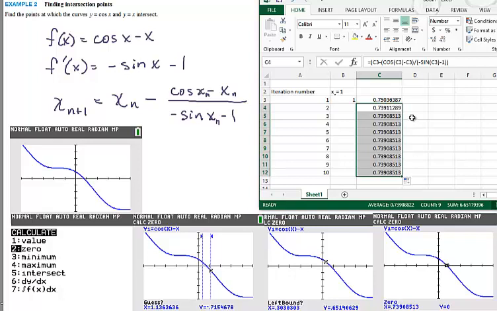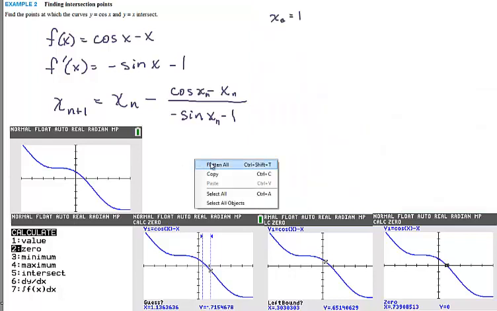Looks like it doesn't change after the third iteration. I would say that this root is at 0.739.